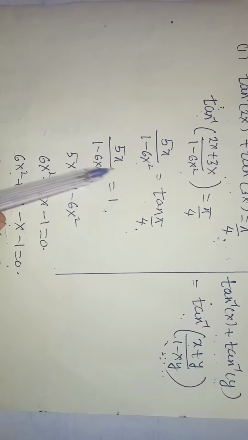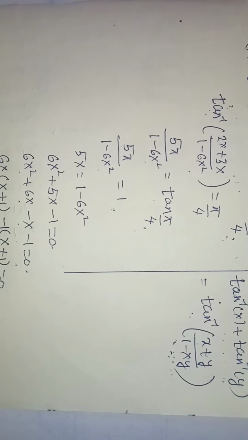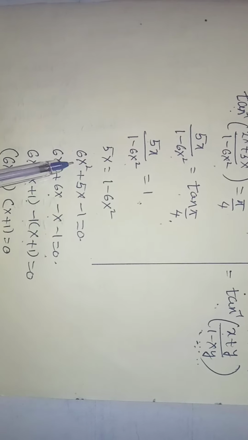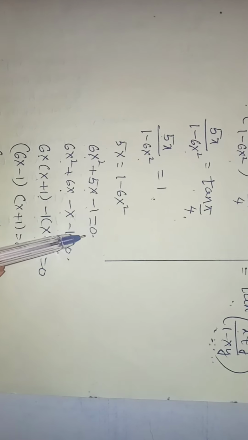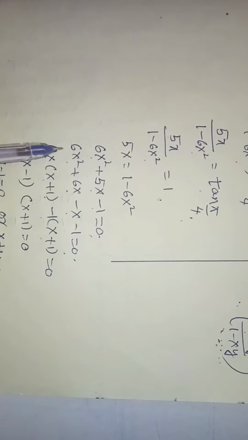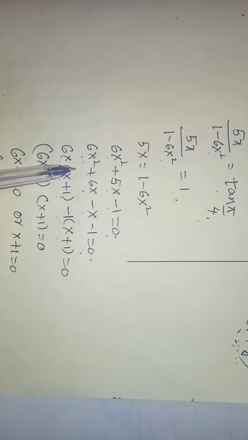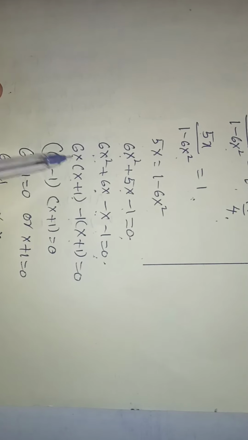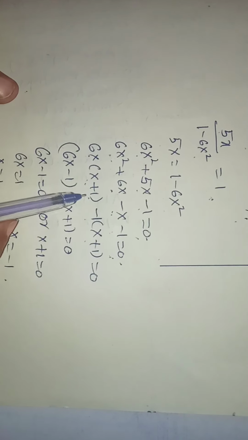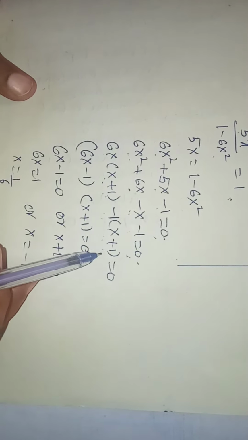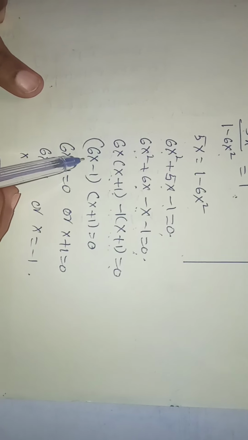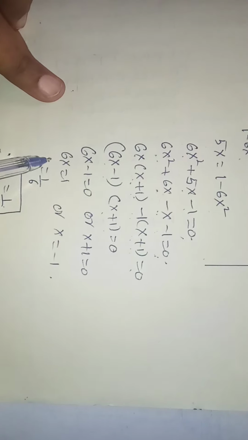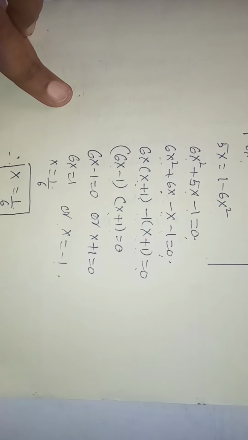Then 5x by (1 minus 6x square) is 1. Then 5x is 1 minus 6x square. We'll get 6x square plus 5x minus 1 equal to 0. Next, use the quadratic equation: 6x square plus 6x minus x minus 1 equal to 0. Take 6x common, we'll get x plus 1; take minus 1 common, x plus 1 equal to 0. Then we'll get (6x minus 1)(x plus 1) equal to 0. Means we'll get x is 1 by 6 or x is minus 1.